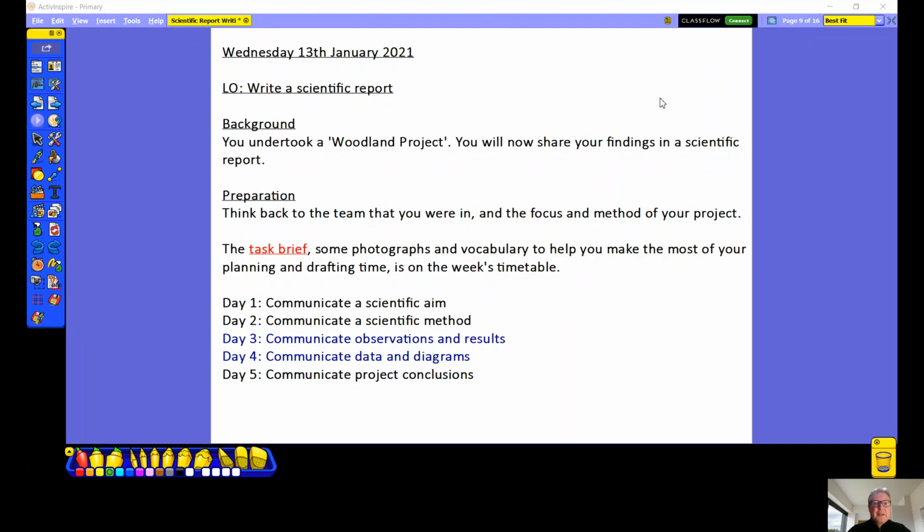Hi, Year 6. This is the next in the sequence of writing lessons. We're writing a scientific report. So let's move on in our thinking and our planning and our drafting.